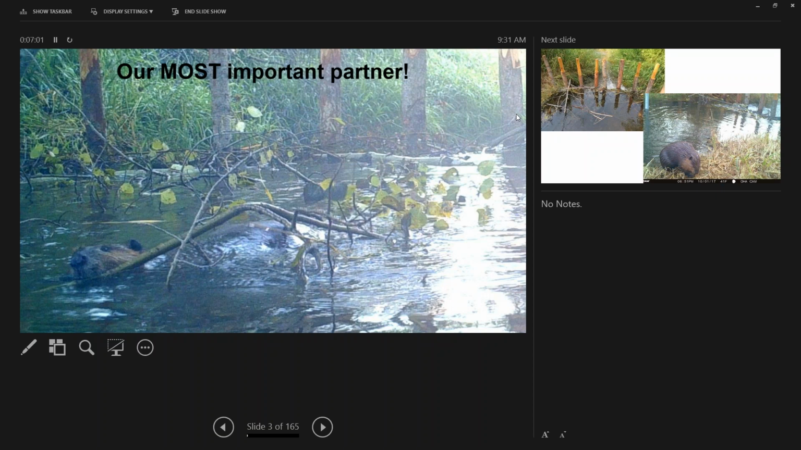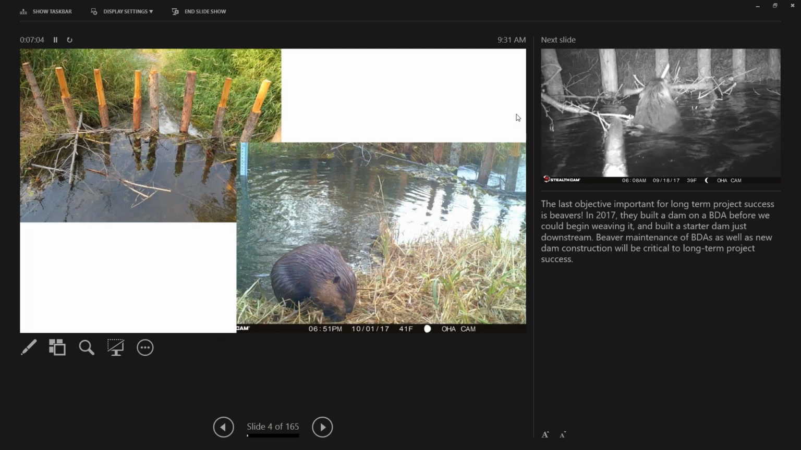But when we first installed our BDAs, we had seen beavers coming through the site in a transient way each year, a little bit of sign here and there, but they would never stick around. When we first installed our BDAs, 5 days later, the beavers showed up and they stayed for 18 months. They got really interested in what we were doing. This BDA was actually woven by this beaver and its buddy. There were 2 beavers hanging out.